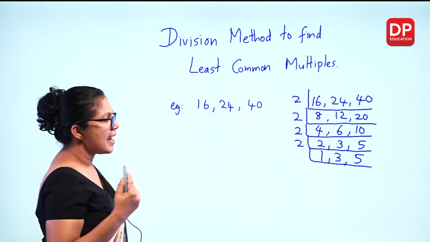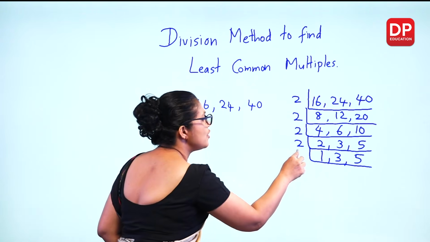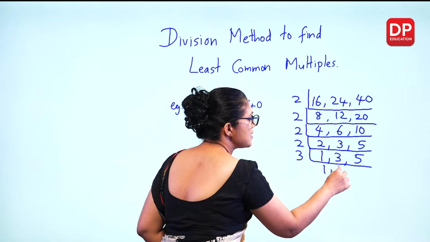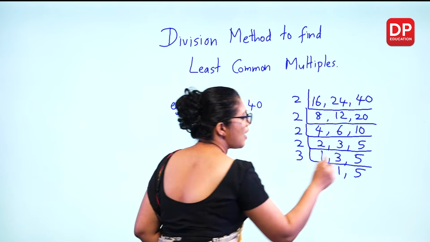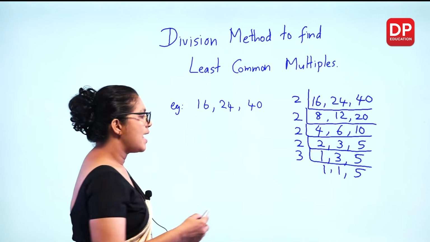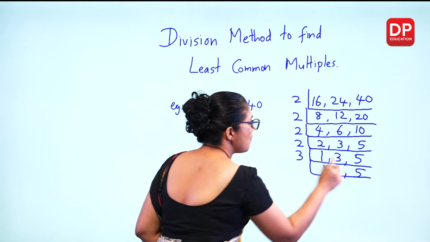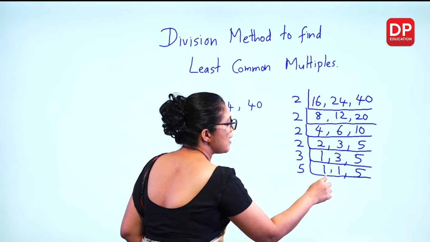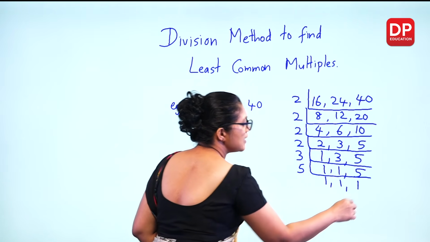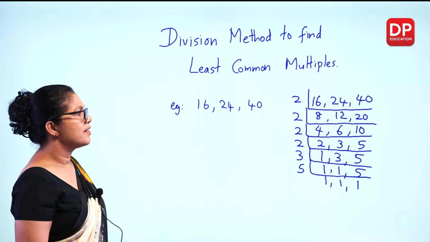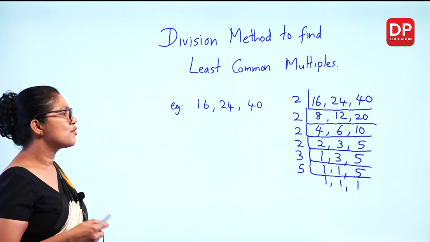Now we can divide by 3. When you divide by 3, what happens? You get 1, but 5 you can't divide, you keep it as it is. So again 5 is there, so you need to divide by 5, you get 1, 1, 1. So till you get 1, you have to divide.